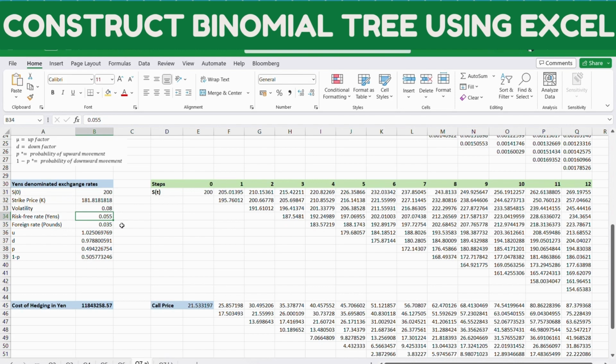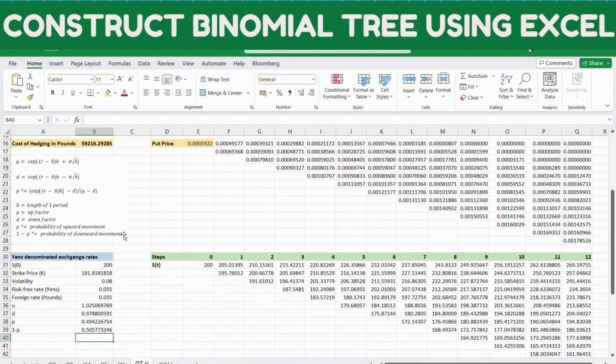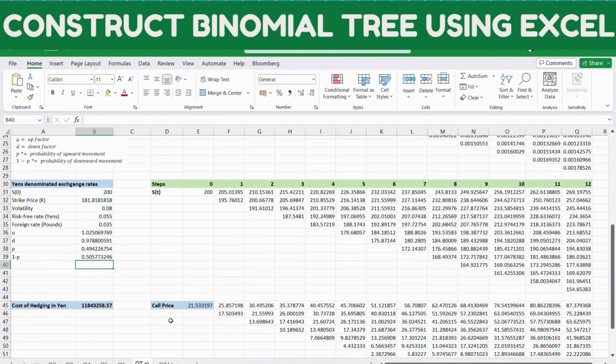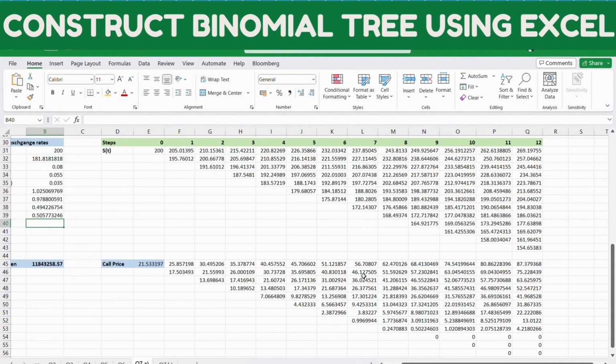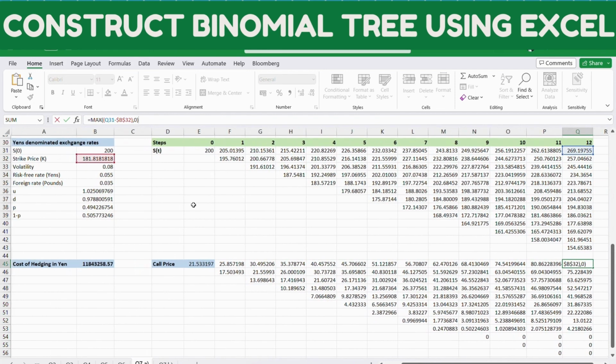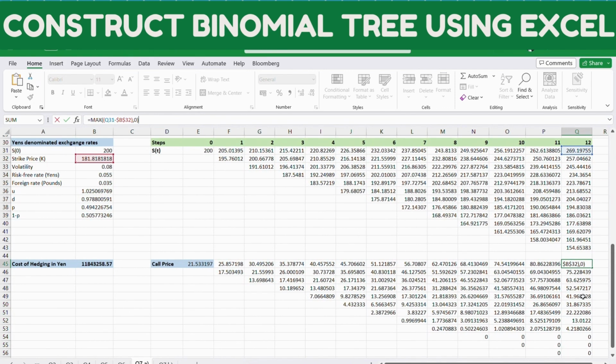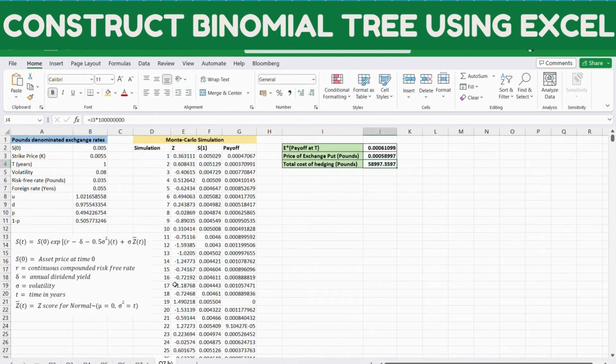For mu, d, p, and 1 minus p, we are using the same formula as above, then we repeat the same steps to calculate ST. Next, we calculate the option values at each terminal node based on the payoff. But in this case, we are exchanging pounds for yens, so the option here will be a call option since it's yens denominated. We use the max function to calculate the terminal payoff, which is max of ST minus K, otherwise 0. The rest of the steps are just the same. After we get the call option price, we need to determine how many pounds we are exchanging, so we divide 100 million yen by the strike price and multiply it with the call price to get the cost of hedging in yen.